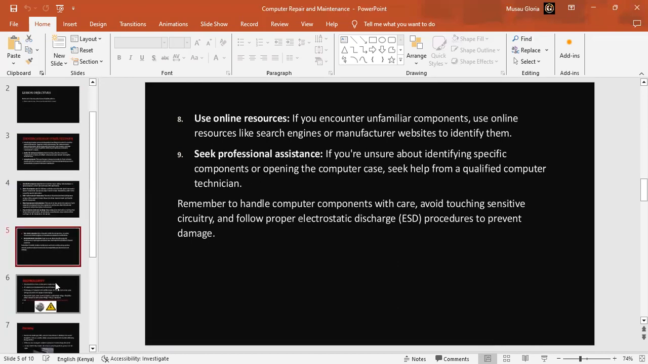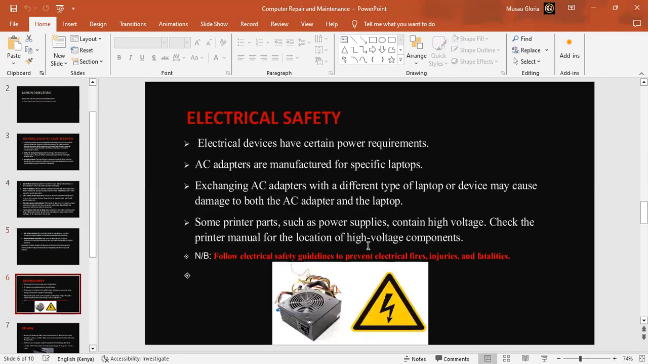Then after that, let's go to electrical safety. Electrical devices have certain power requirements. AC adapters are manufactured for specific laptops. Exchanging AC adapters with a different type of laptop or device may cause damage to both the AC adapter and the laptop. So let me ask the class, what is AC in full? Anyone? What do you mean by AC?